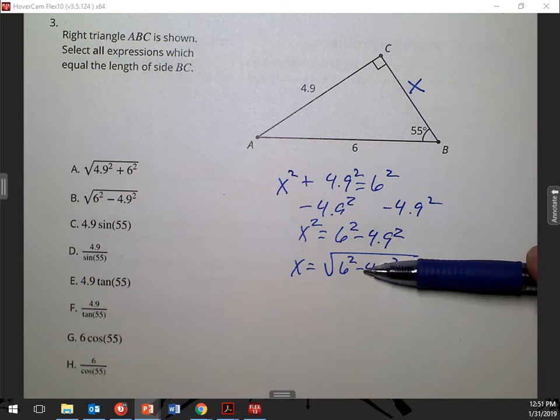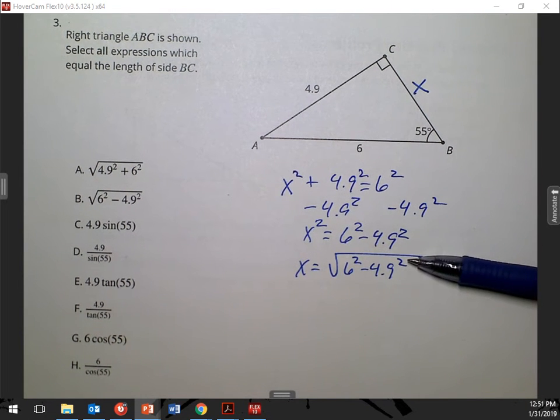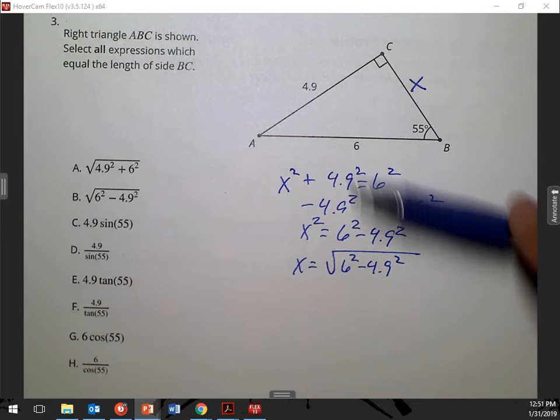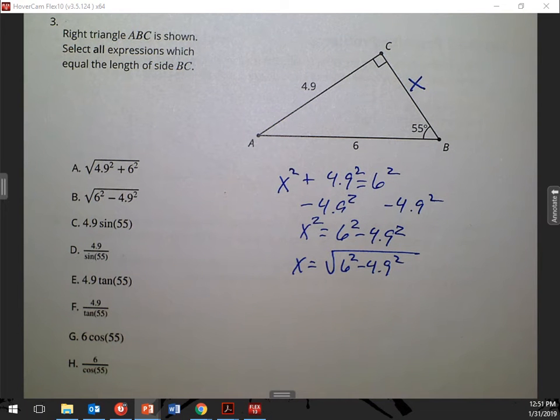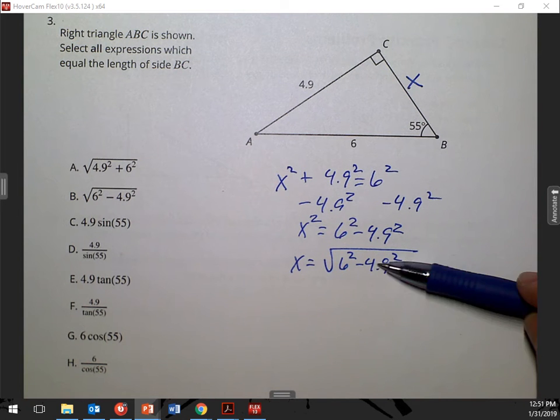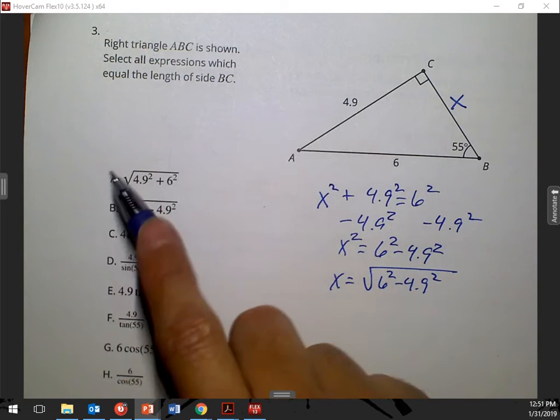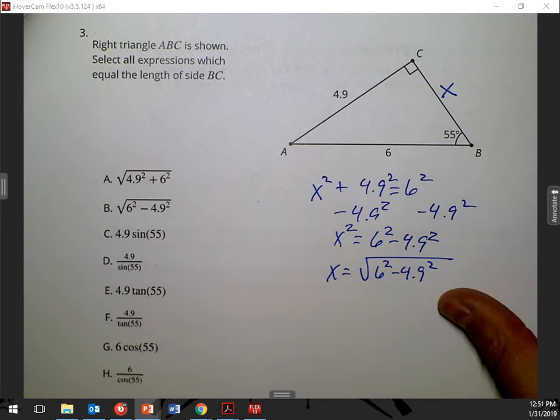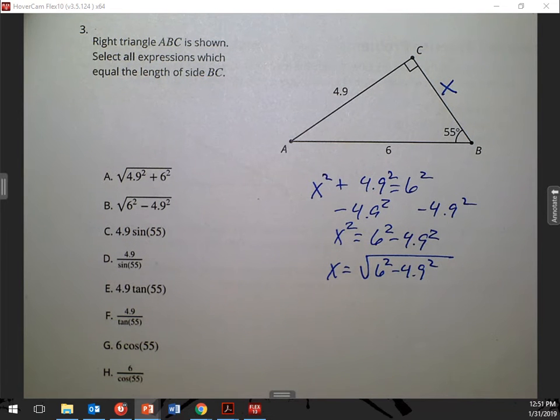So, let's take a careful look. I did the Pythagorean Theorem here. Yeah? Okay, so doing Pythagorean Theorem, it should look like this. Is A correct? No. Of course. Yes. Oh yeah, it is. Yeah. No. No. It's B.